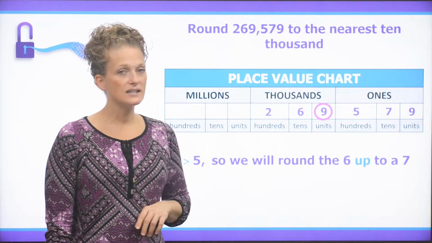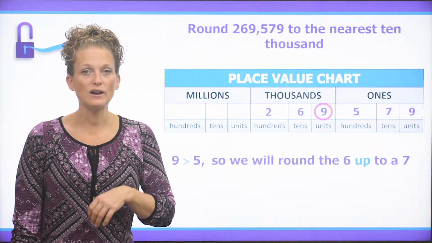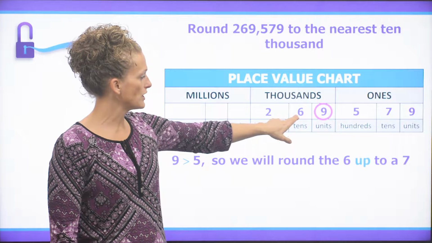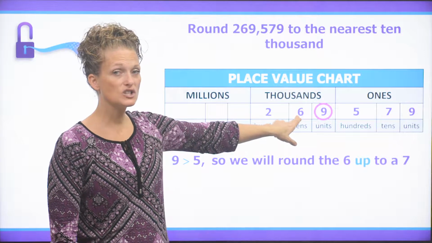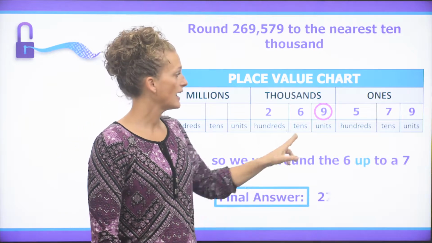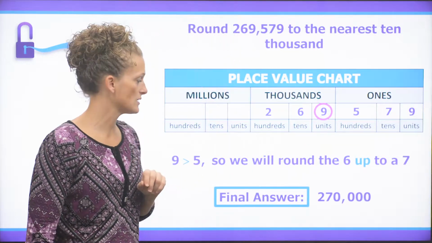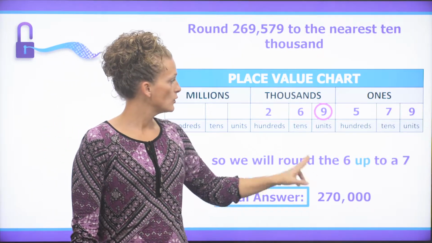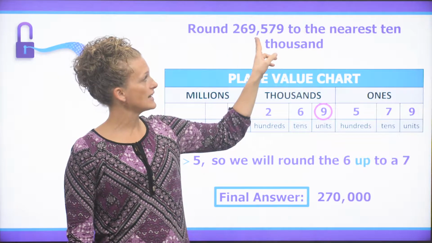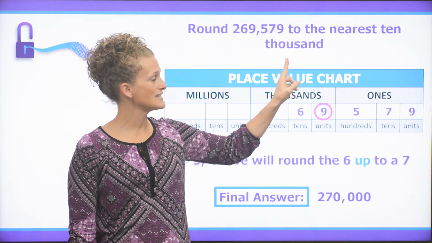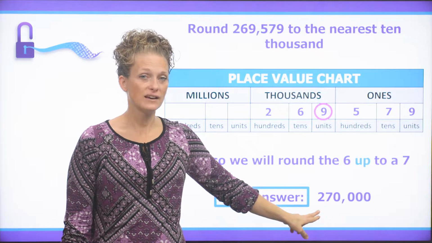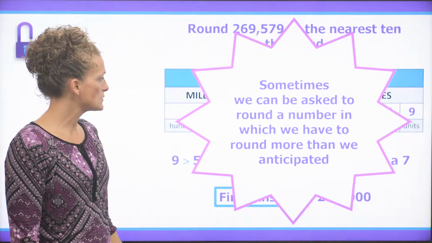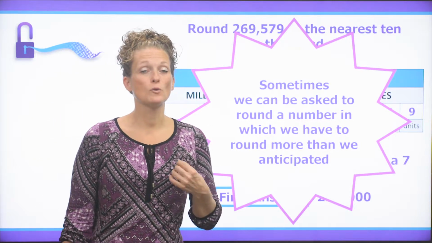And since 9 is greater than 5, then we round up, which means we add 1 to the rounding digit. So we change the 6 to a 7, and everything else becomes a 0. So the final answer, when we round 269,579 to the nearest 10,000, we get 270,000.